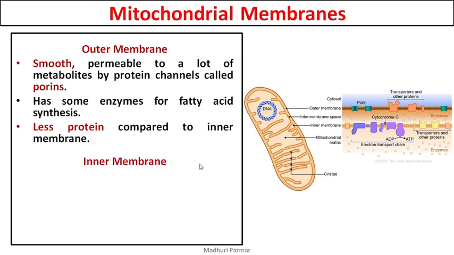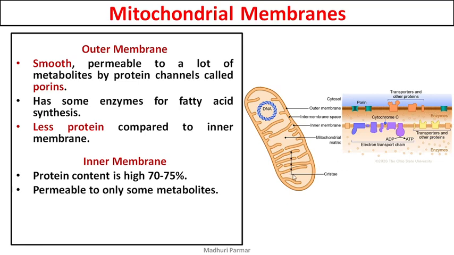Now let us talk about the inner membrane. Its protein content is high. How high? 70 to 75% of the whole membrane is made up of protein. Can you imagine? So much protein is present in the inner membrane. It is permeable only to some metabolites. Unlike the outer membrane, the inner membrane is very specific. It will not allow everything to enter.